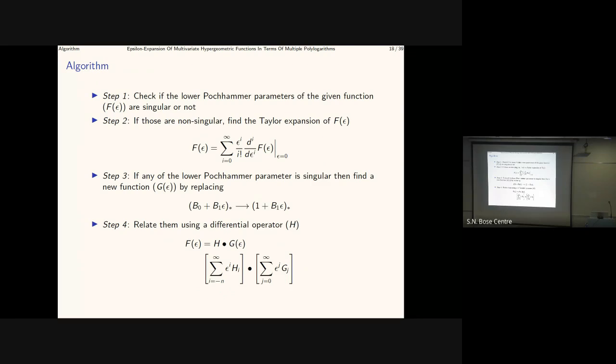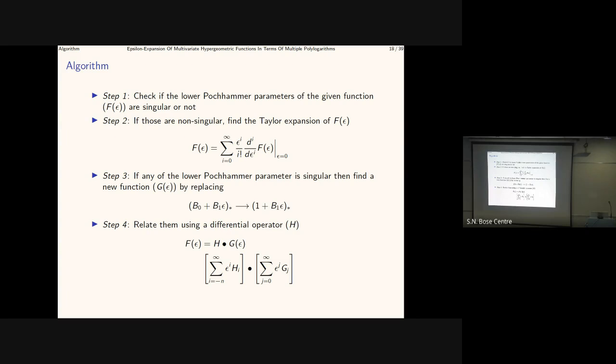And if some of the lower Pochhammer parameters are singular, then we replace that singular Pochhammer parameter by a regular one by simply replacing b0 by 1. So this is not singular anymore, because b0 is now a positive integer, and we have to find such an operator, a step down operator, where the new function g is related to the old function f by the action of this operator. And then g of epsilon can be expanded in Taylor series, and we can also expand this operator in series. And then we act this operator term by term and find the series.